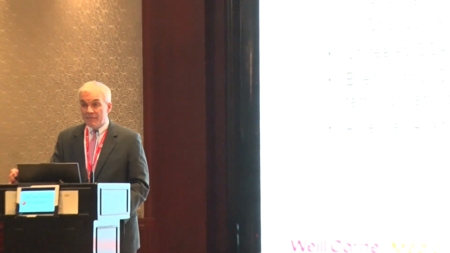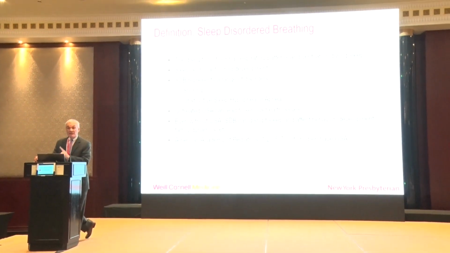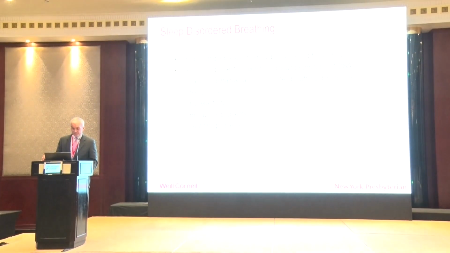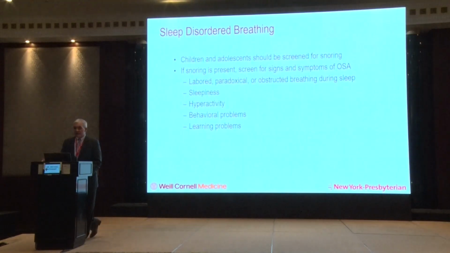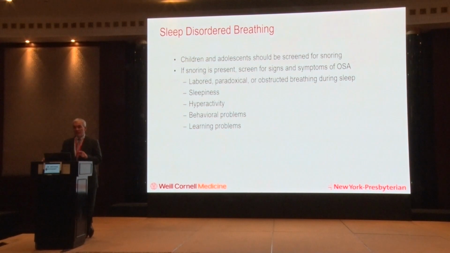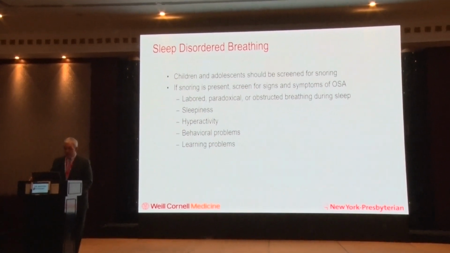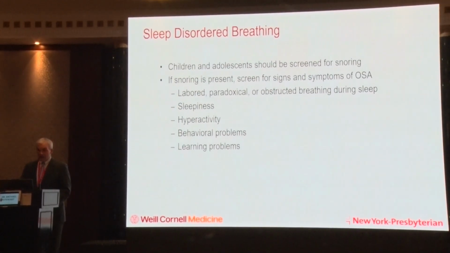The American Academy of Pediatrics estimates that 1% to 6% of children have obstructive sleep apnea. Many more than that have sleep disordered breathing. It's the recommendation that children and adolescents should be screened for snoring. If they snore, you should then screen for signs and symptoms of obstructive sleep apnea, which would include labored, paradoxical, or obstructed breathing during sleep, sleepiness, or hyperactivity, behavioral problems or learning problems.